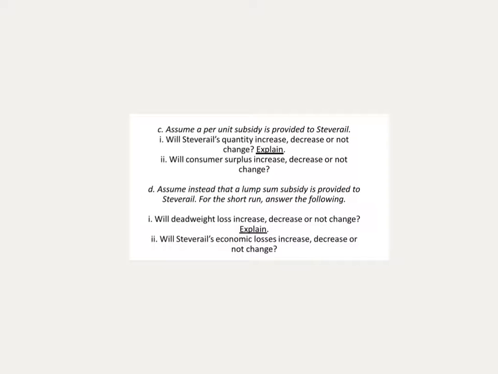Instead of a per unit subsidy, in this case we now have a lump sum subsidy. The lump sum subsidy isn't going to affect marginal cost curves, and with the lump sum subsidy, we're going to be interested in what happens with deadweight loss. We're also going to be interested in what happens with Steve Rail's economic losses, okay? So if we take a look at this next slide, we'll graph this out so we can refer back to the question.